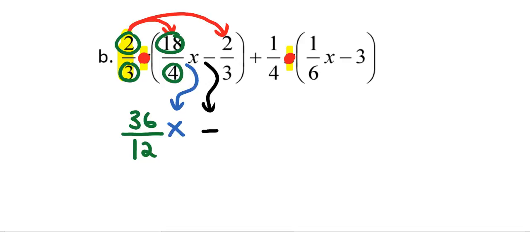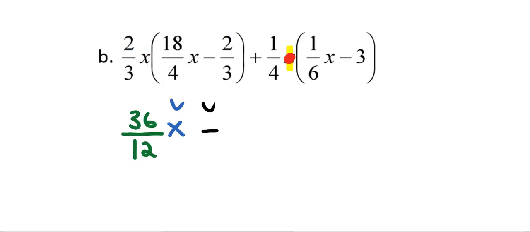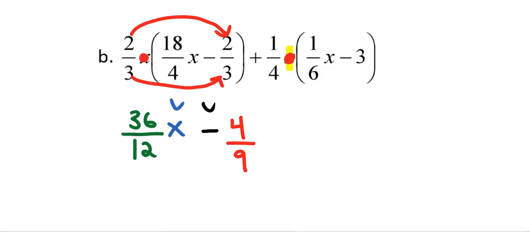And then let me just delete all this now. Sorry, this multiplication. And then this 2 will distribute onto that guy now, and then 2 times 2 is going to be 4, divided by 3 times 3, which is going to be 9. Alright, so that's going to be my first bracket right there. 36 over 12x minus 4 over 9.